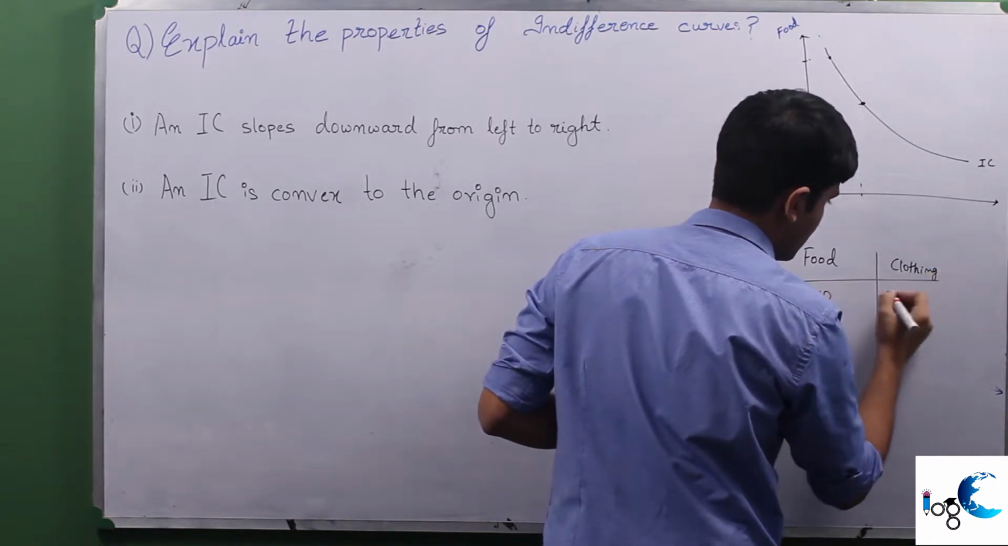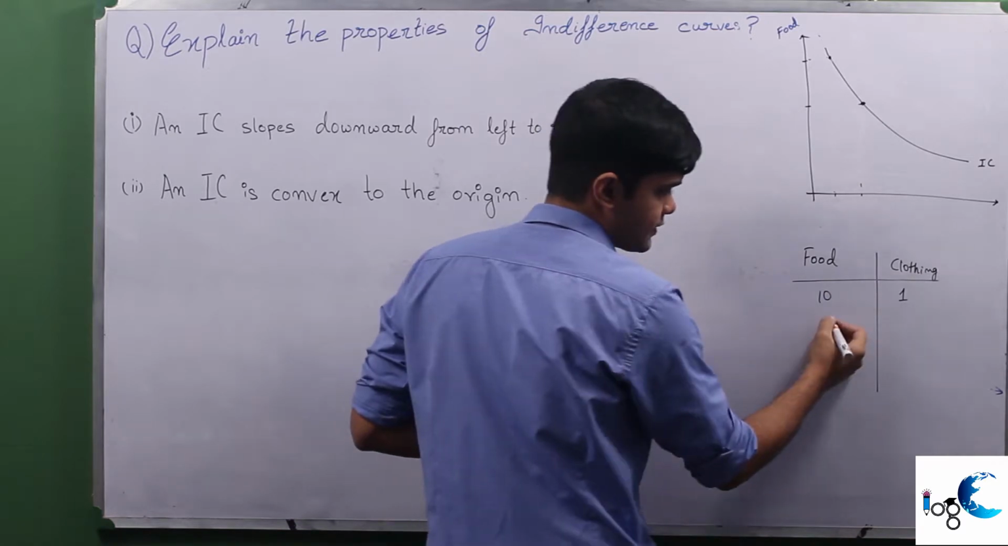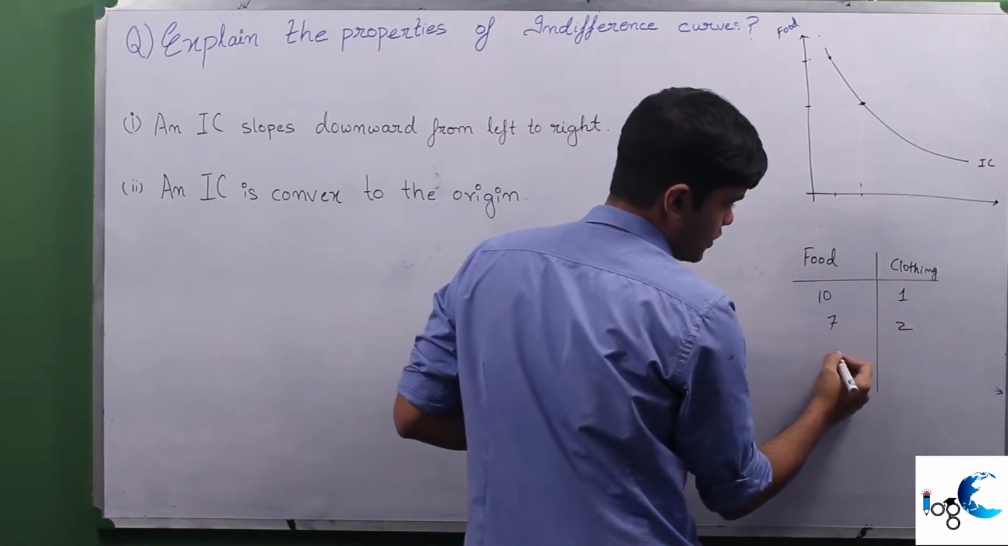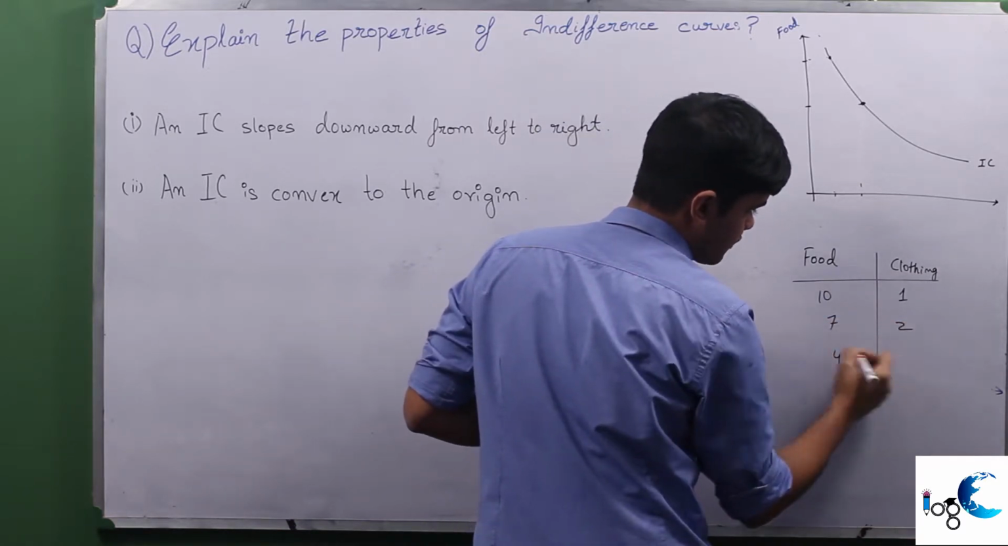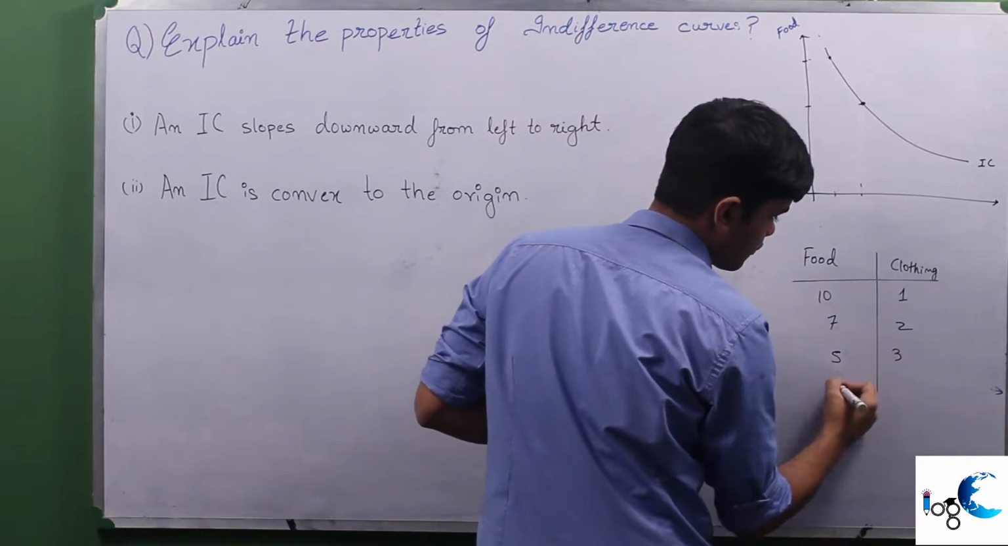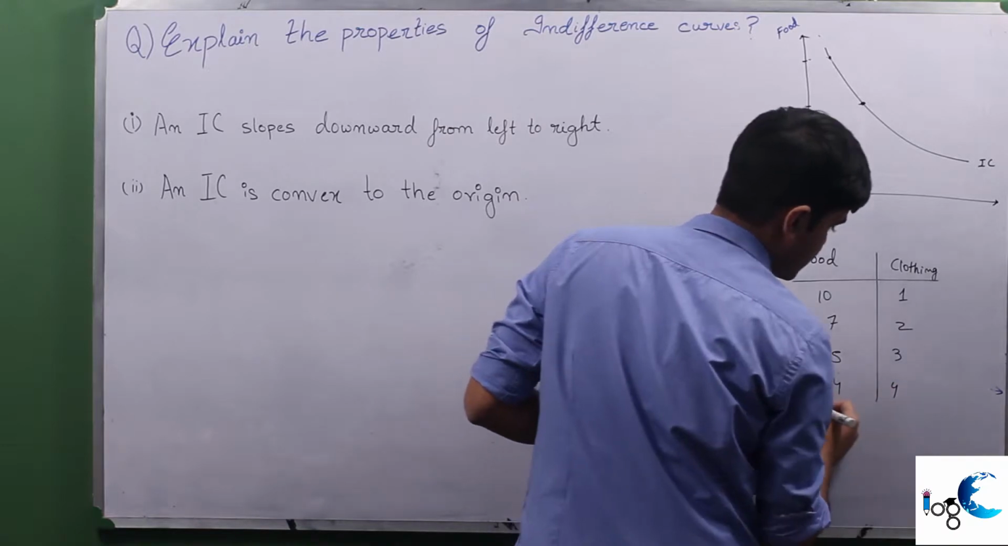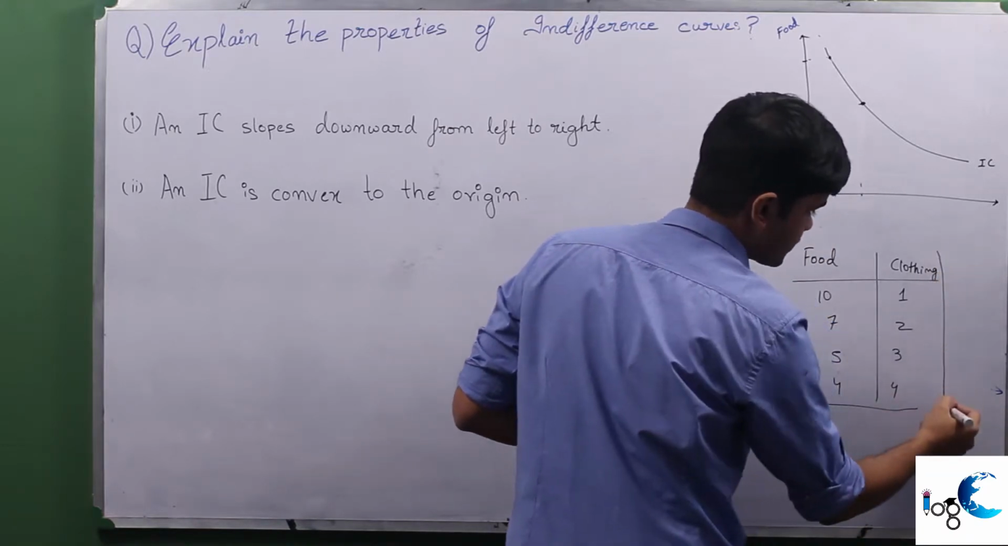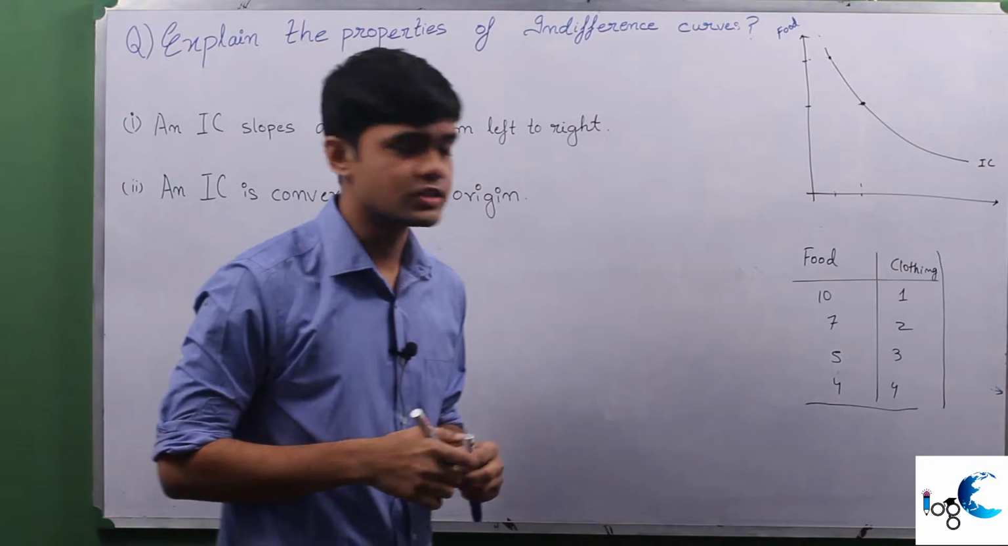10 units of food, 1 unit of clothing. 7 units of food, 2 units of clothing. 5 units of, let it be 5 units of food, 3 units of clothing, 4 and 4. So this was our combinations. Fine. This was our combination.